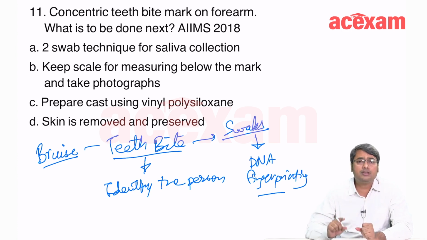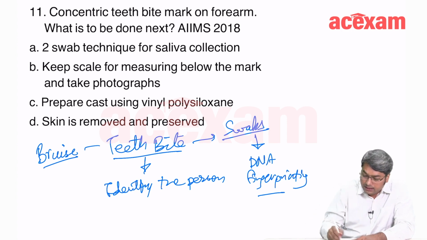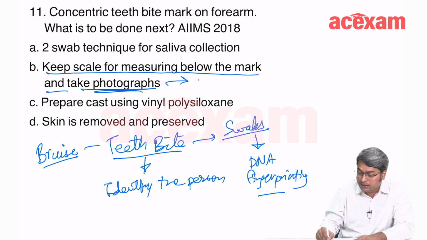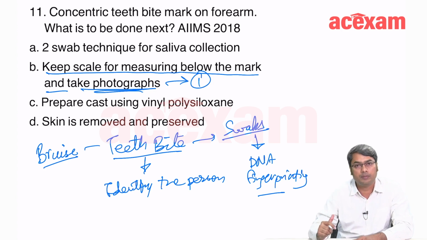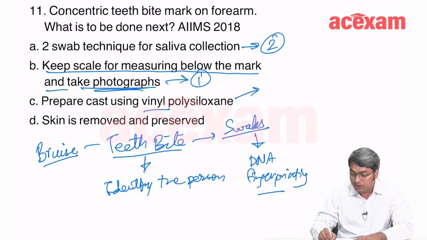But the first thing which has to be done if you see a teeth bite mark is that you will have to take a photograph. That is the first thing. So, first is keep scale for measuring below the mark and take photographs. This is the first thing which is done at the scene of crime by the forensic photographers. Next is a 2 swab technique for saliva collection. After that, a cast can be prepared using vinyl polysiloxane. This can be done next.